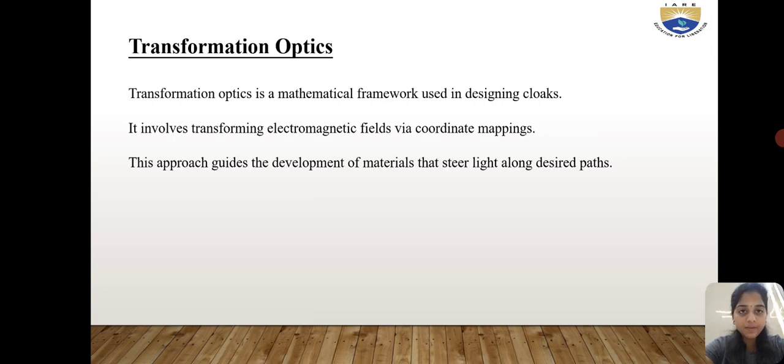Transformation optics. Transformation optics is a mathematical framework used in designing cloaks. It involves transforming electromagnetic fields via coordinate mappings. This approach guides the development of materials that steer light along desired paths.